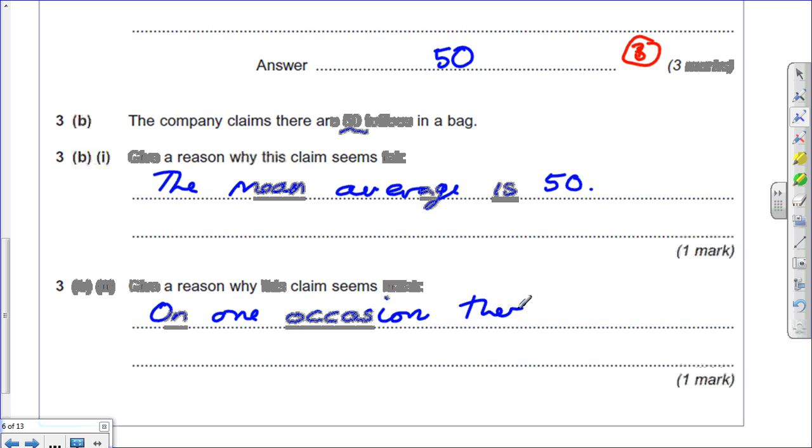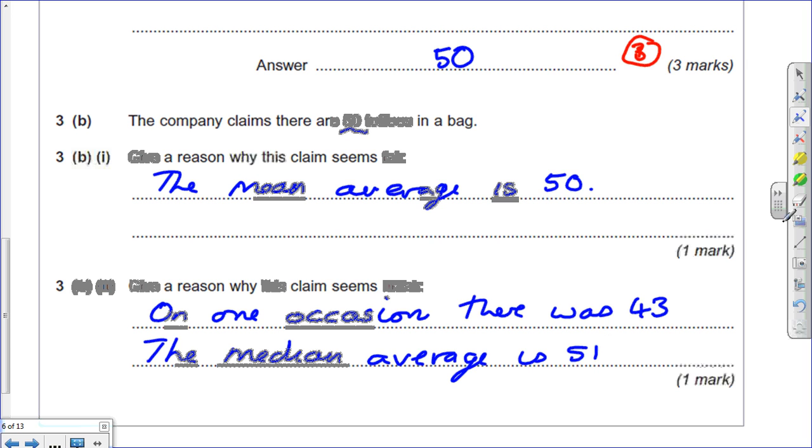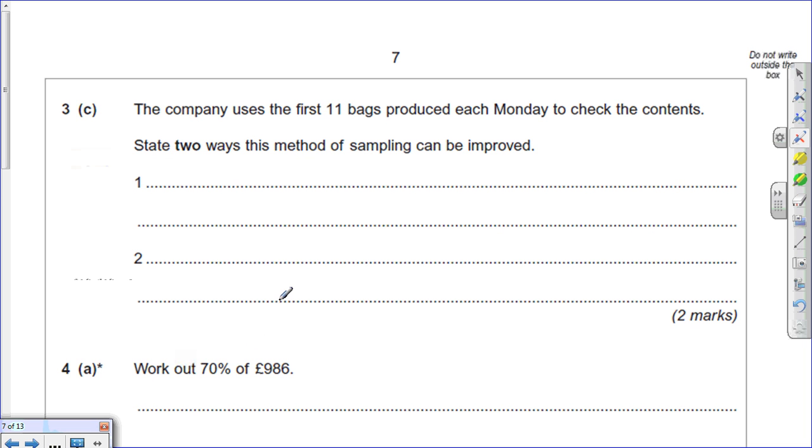Right, we move on. Not too much longer to go. The company uses the first 11 bags produced each Monday to check the contents. State 2 ways this method of sampling can be improved. Well, 11 bags. It's not very many, is it? So we could increase the number of bags sampled.